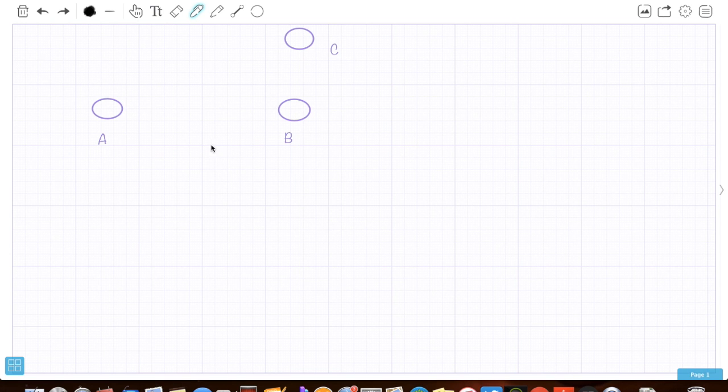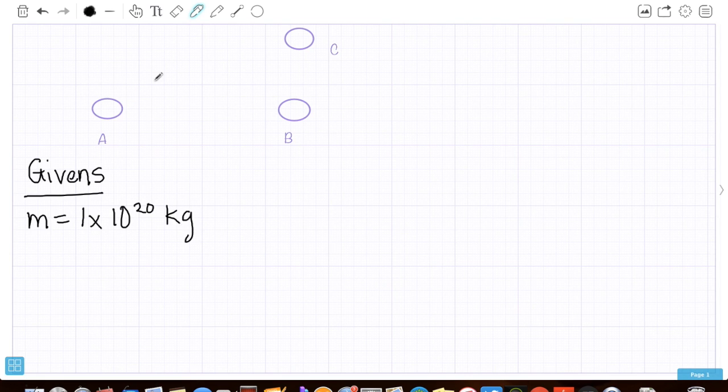So in this video, we're going to solve a force of gravity problem in two dimensions. Here we have three masses, mass A, B, and C, and they all have the same mass. So we'll write that here. The mass of each is 1 times 10 to the 20 kilograms. The force of gravity is quite a weak force. Therefore, in order to get an answer that approaches any kind of significant value, we use a large mass.